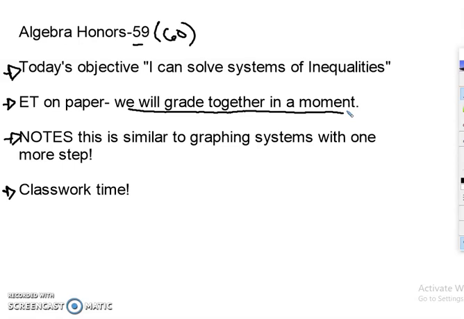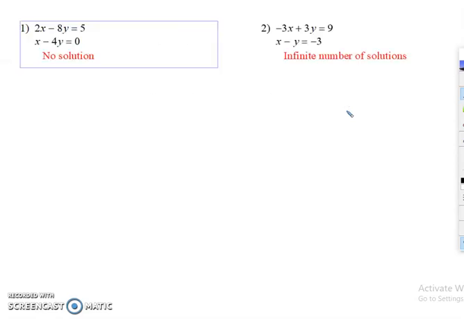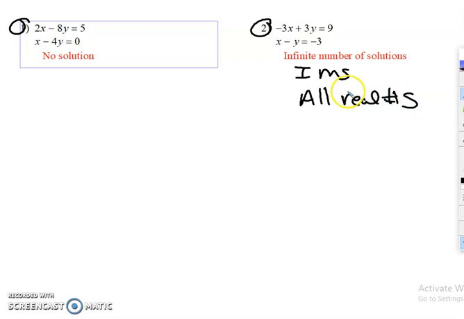Alright, is everybody ready to grade? Let's flip over to the page with the answers. Okay, 1 was no solution. 2 was infinitely many, or all real numbers. These were each worth 2 points.